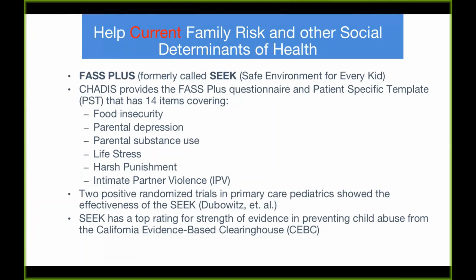Now, the things that are covered in the FAS and the SEEK include food insecurity, parental depression, parental substance use, life stress, harsh punishment, and intimate partner violence. And it turns out that these factors are the ones that are most predictive of child maltreatment. And that's why this tool was created, because one of Dr. Dubowitz's main clinical and research interests is reducing child maltreatment.